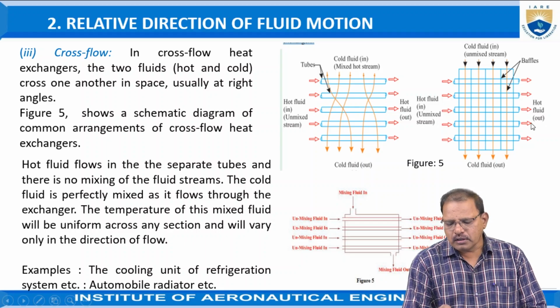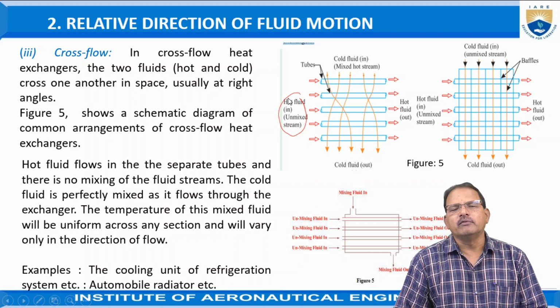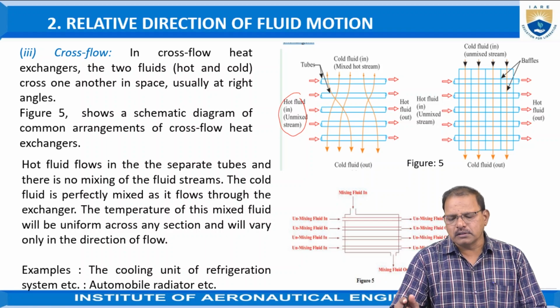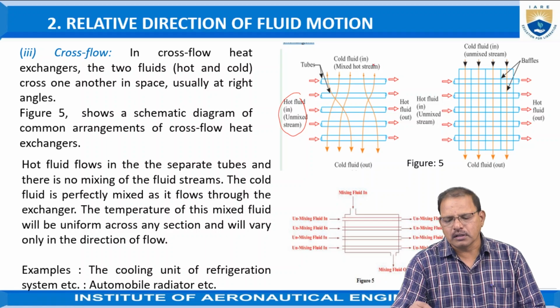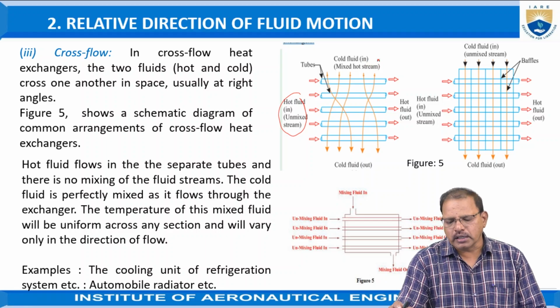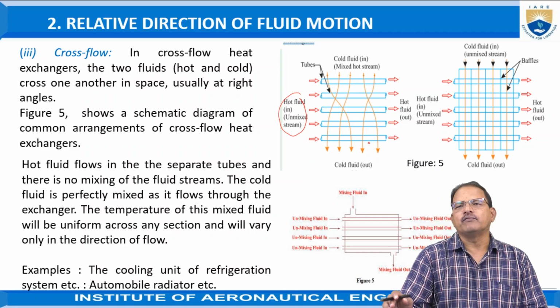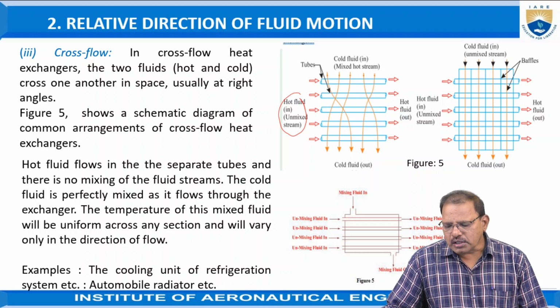Figure A5 shows the schematic diagram of a common arrangement of cross flow heat exchangers. In this case, hot fluid is entering, moving from the left hand side toward the right side, as shown in the figure. But at an angle of 90 degrees, cold fluid is entering and leaving from the top to the bottom position. The directions of flow of the hot fluid as well as the cold fluid are perpendicular to each other.